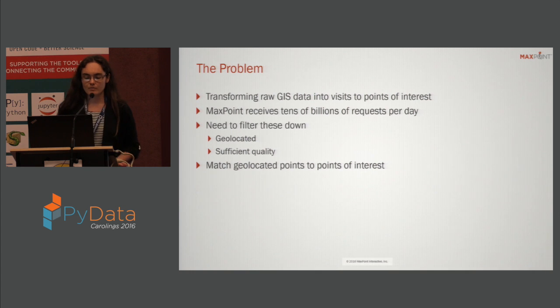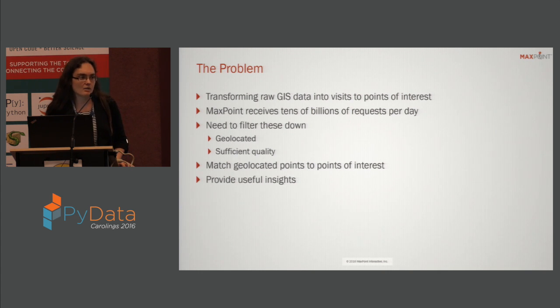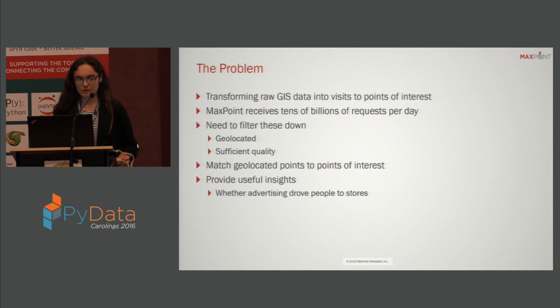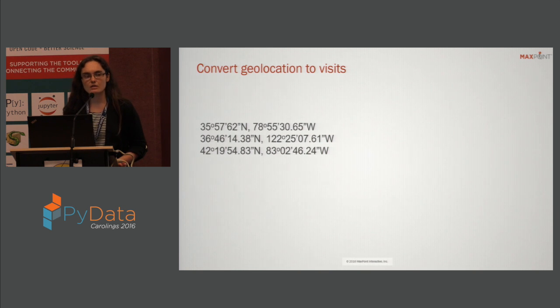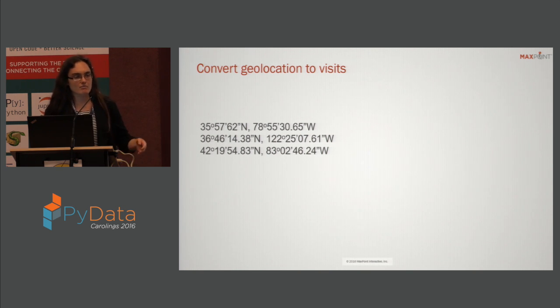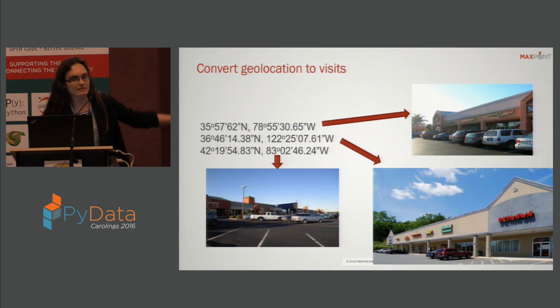And then we want to match these geolocated points to points of interest and provide useful insights to our customers who want to know, okay, I served this ad campaign. Did people actually come to my store? And they also want to know what sort of people respond and what sort of other places they visit in addition to their stores. So again, the basic idea is going from something like this, some lat-long coordinates, to something like this, stores that people actually visited.